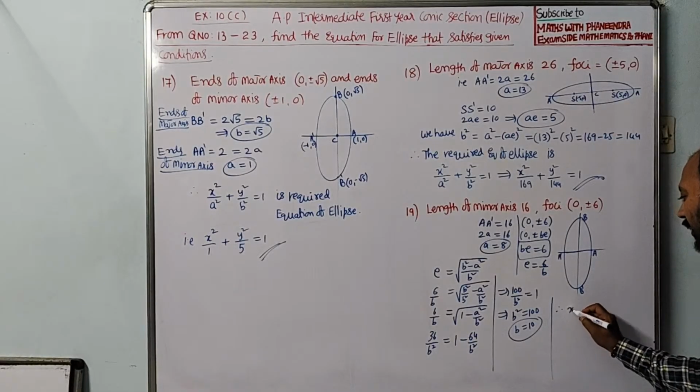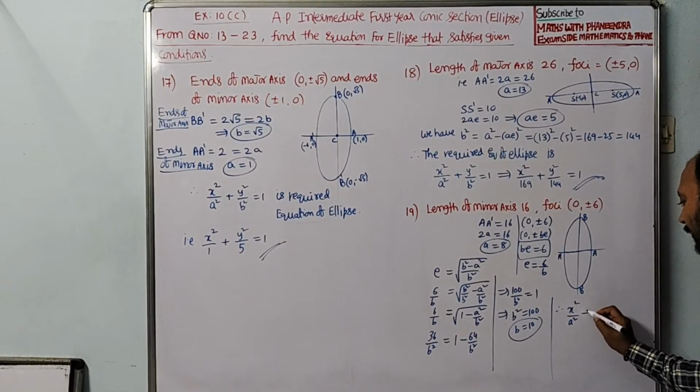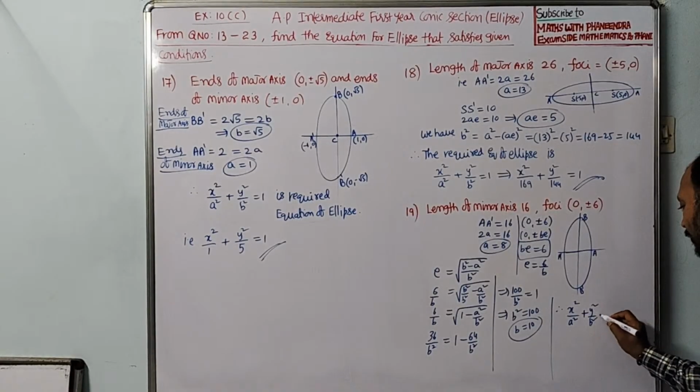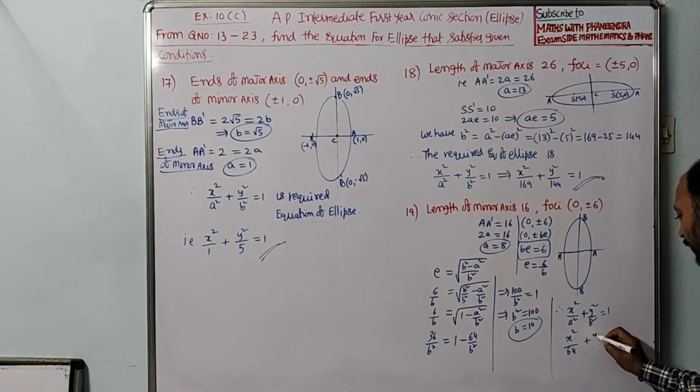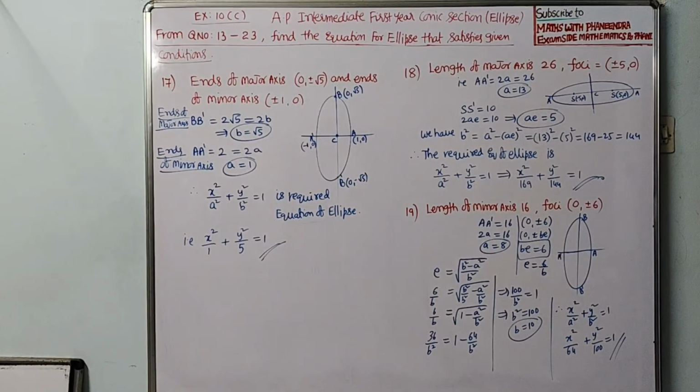Therefore, the required equation of ellipse x square by a square plus y square by b square equal to 1. X square by a square means 64, y square by 100 equal to 1, which is the required equation of ellipse.